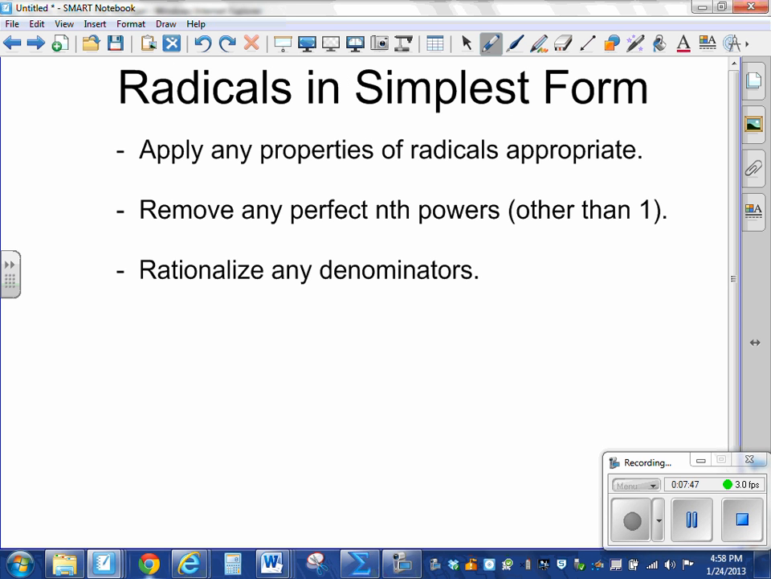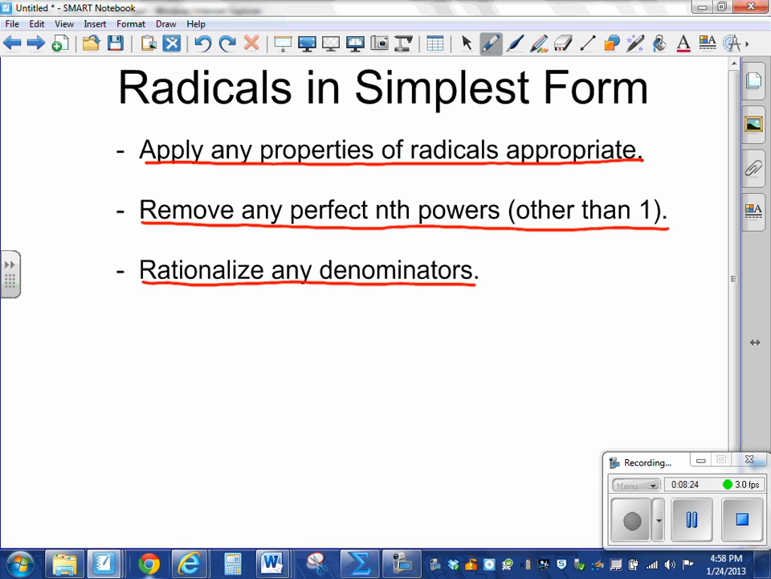Radicals in simplest form. So now to get it into simplest form, you guys need to go through these three, kind of like a checklist. So first off, make sure you apply any properties of radicals appropriate. So that's the power of a power, pow-pow, pow-prod, all that stuff we went over in class, okay? Now, after you guys apply all of those properties, next you're going to remove any perfect nth powers, other than 1, because, yeah, 1's useless. Useless 1. Okay, so after you do that, rationalize any denominators. So those are the 3 things you guys need to make sure that you do in order to have it in simplest form.